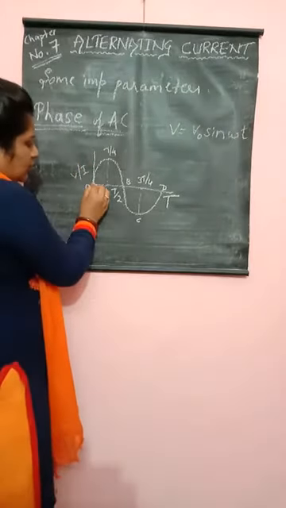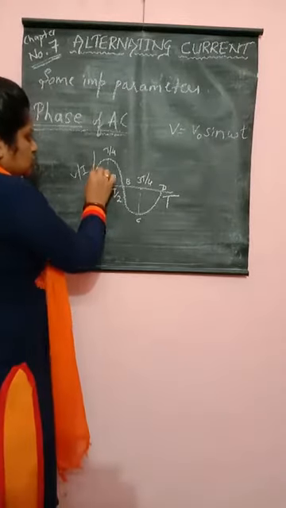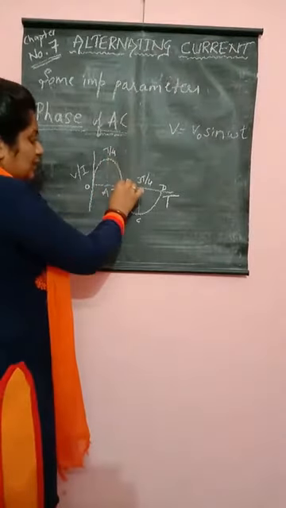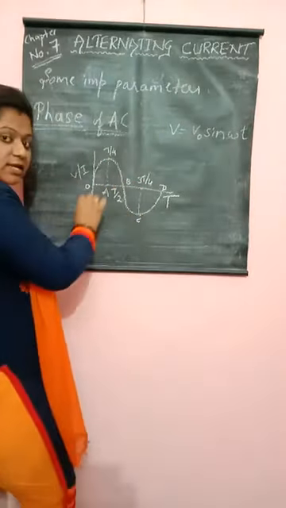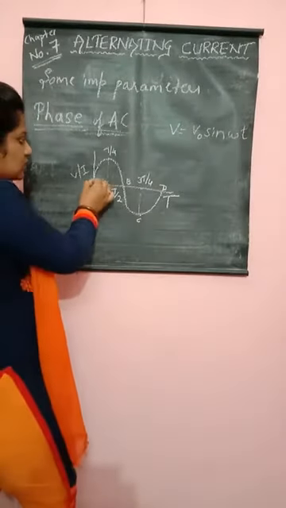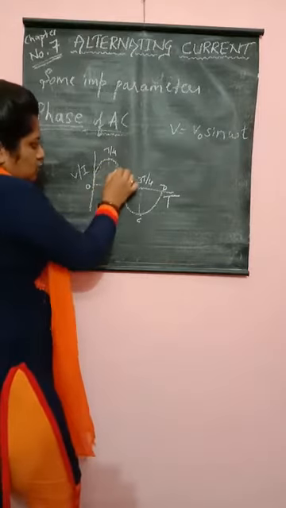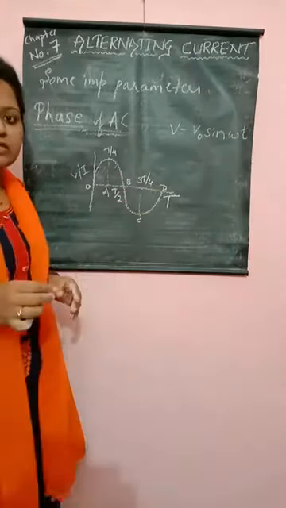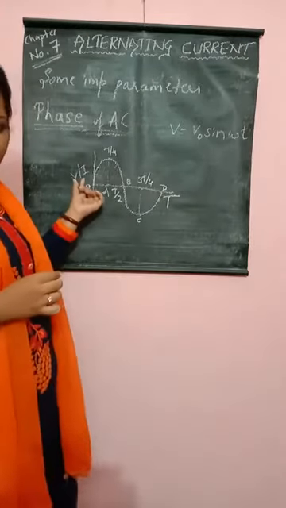So the voltage starts changing with time. It goes from 0 to T by 4, the first peak point. Again it comes to T by 2, 3T by 4, T. So this is the time taken, this is the phase. You can call this one phase, this is one phase, this is one phase, and this is one phase. This is the phasor representation of alternating voltage.